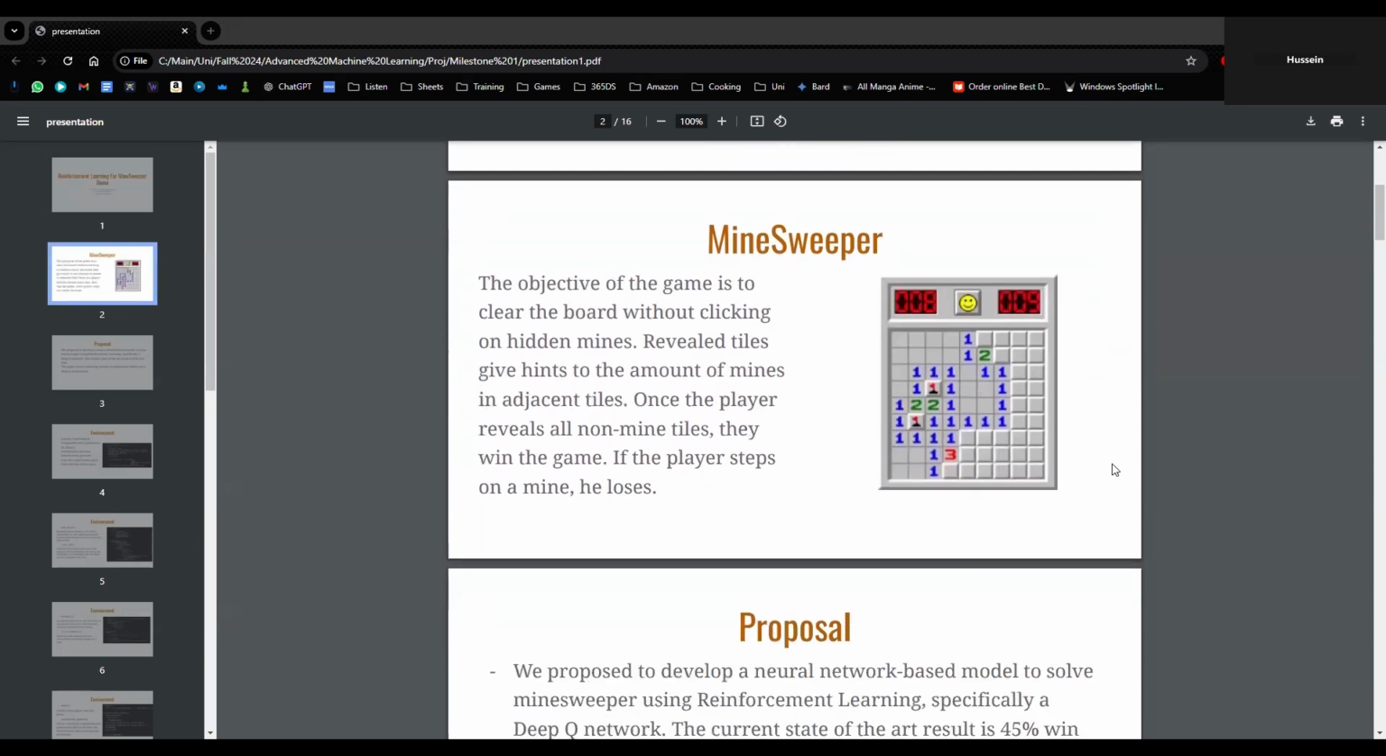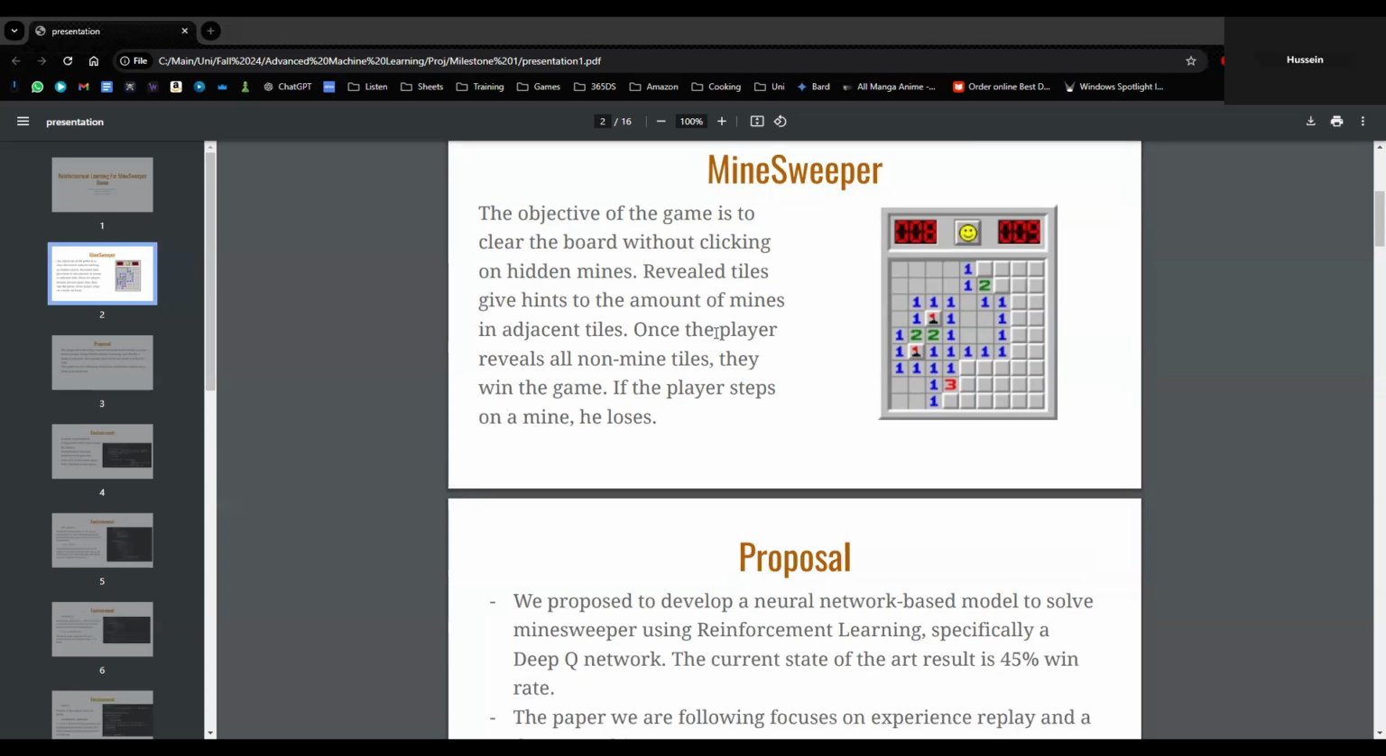Minesweeper is a classic game. The point of the game is you have a board. The board has hidden mines and you try to reveal all the cells that are not mines. The cells can have one of three states. They can be just empty, or they can have a number from 1 to 8 for representing that there's an adjacent mine, or it can be a mine. If the player steps on a mine, he loses. If he reveals everything other than the mines, he wins.